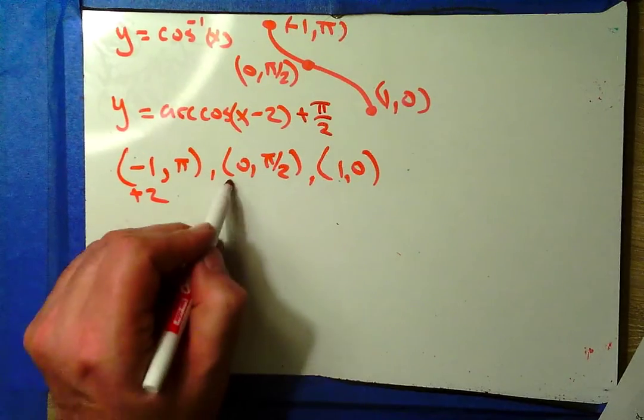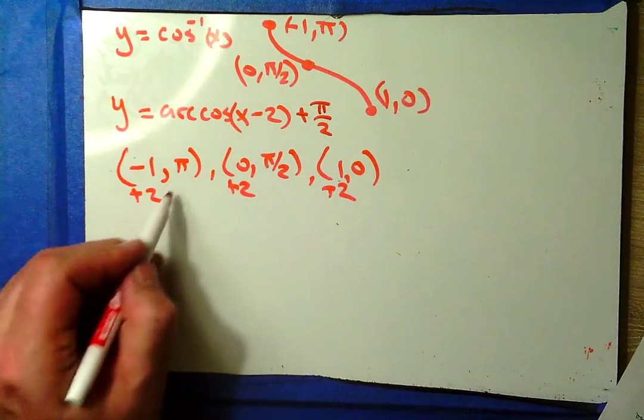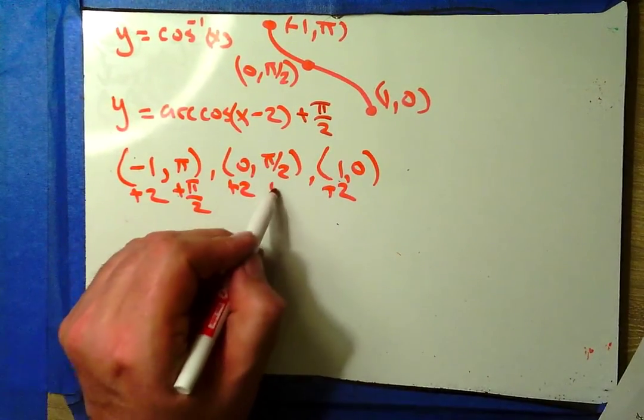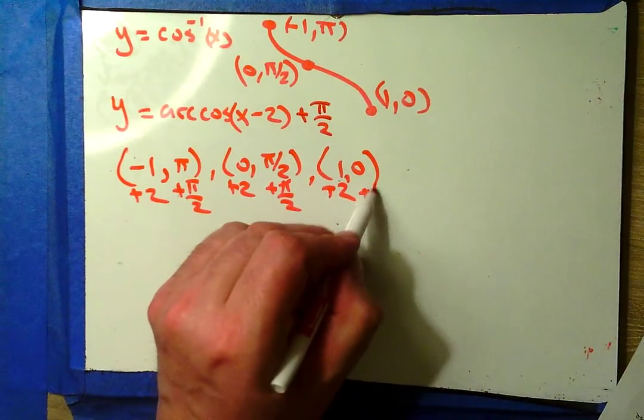I'm going to add 2 to all the x's. I'm going to add pi over 2 to all the y's.